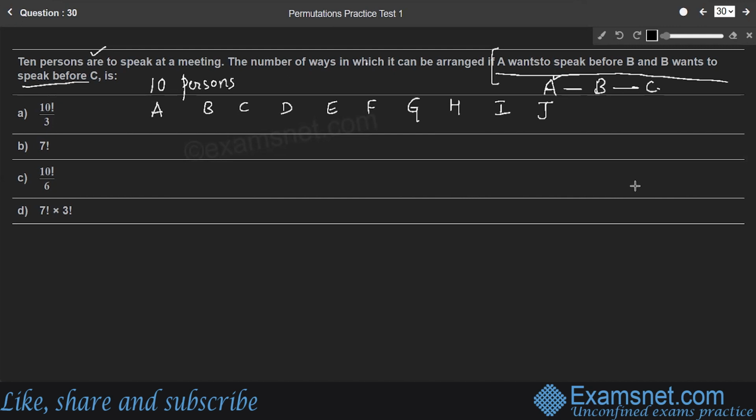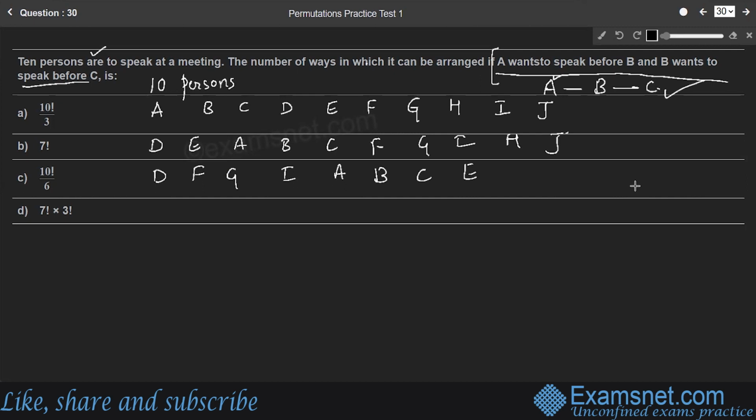There are many possible ways to arrange these persons, and the only condition is that A should come before B and B should come before C, right? So there are many such ways, like D, E, A, B, C, then F, G, I, H, J. Or D, F, then G, I, A, B, C. However you make the positions like this.